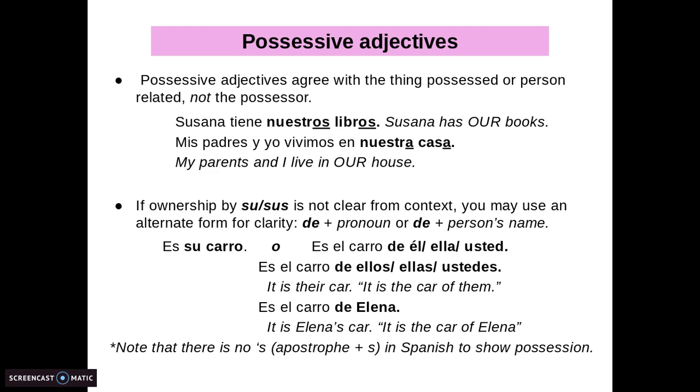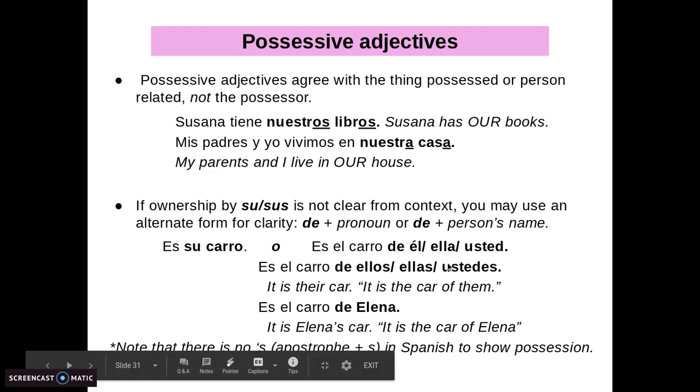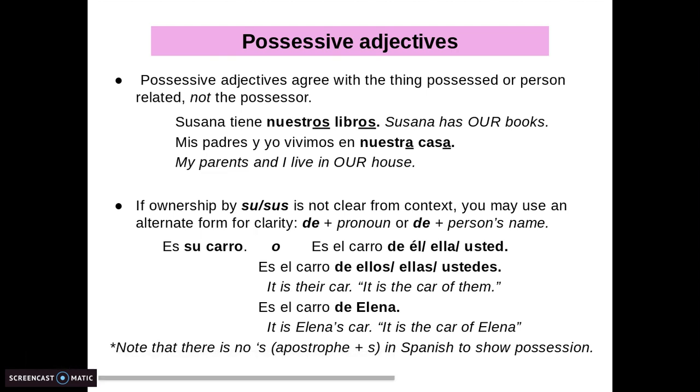Es el carro de él, or es el carro de Jorge. Es el carro de ella, or es el carro de Elena, right? Es el carro de usted. Es el carro de ellos. Es el carro de mis amigos. Es el carro de ellas. Es el carro de mis hermanas, right? Could be anybody that we just need to clarify because we don't know who Sue is referring to.